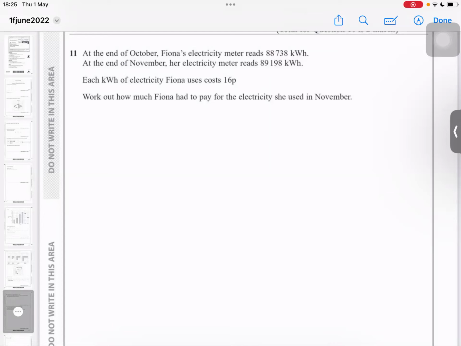Okay, that's simple, right? We'll simply subtract 88,738 from 89,198, and then we would multiply our answer by 16 pence, right? Yes. So you want to do that quickly for us?